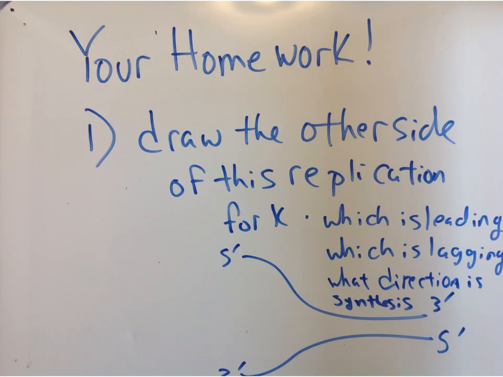Here's your homework to test your understanding of this process. Draw what's happening on the other side of the origin of replication, on the other replication fork. I've drawn it here below with the 5' and 3' ends labeled. Which one is going to be the leading strand and which one is going to be the lagging strand, top or bottom, and which direction is synthesis going to go on each strand?